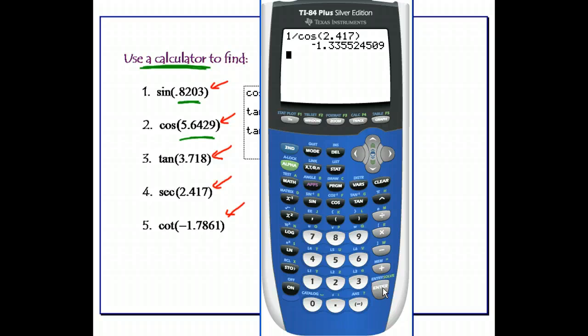And if you're surprised by a negative, don't. You know, in 2 of the 4 quadrants, the trig functions are negative. And 2.4 radians is in the second quadrant. Sine is positive, cosecant is positive, but the secant and the cosine are negative. And then the cotangent of a negative angle, well, let's go 1 divided by tangent. I've got negative 1.7861. And this will be my cotangent value. Let's see what we get for that. I get 0.218. Let's save those as well.